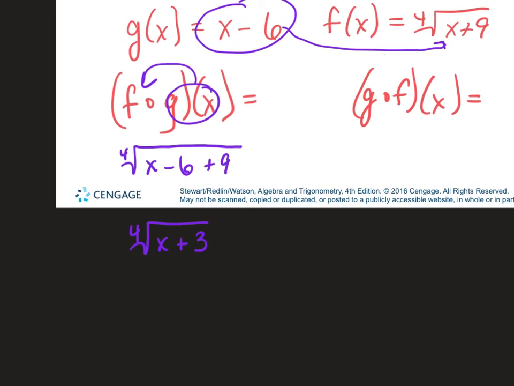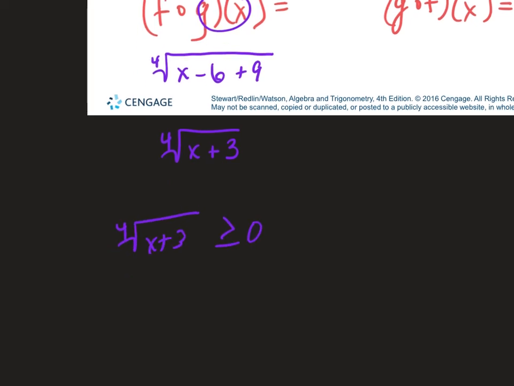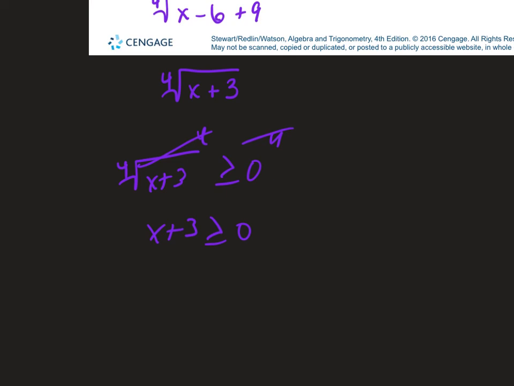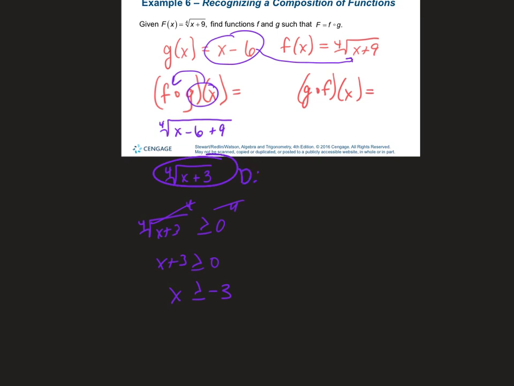Now when I talk about the domain, guys, my 4th root, since it's an even root, if it was square root, 4th root, whatever, that has to be greater than or equal to 0. So I would say the 4th root of x plus 3 has to be greater than or equal to 0. So 4th power, x plus 3 has to be greater than or equal to 0. x has to be greater than or equal to negative 3. How would I say that for my domain? How would you say it has to be greater than or equal to negative 3? What would your domain look like? Yep, a bracket, negative 3 to what? Very good.